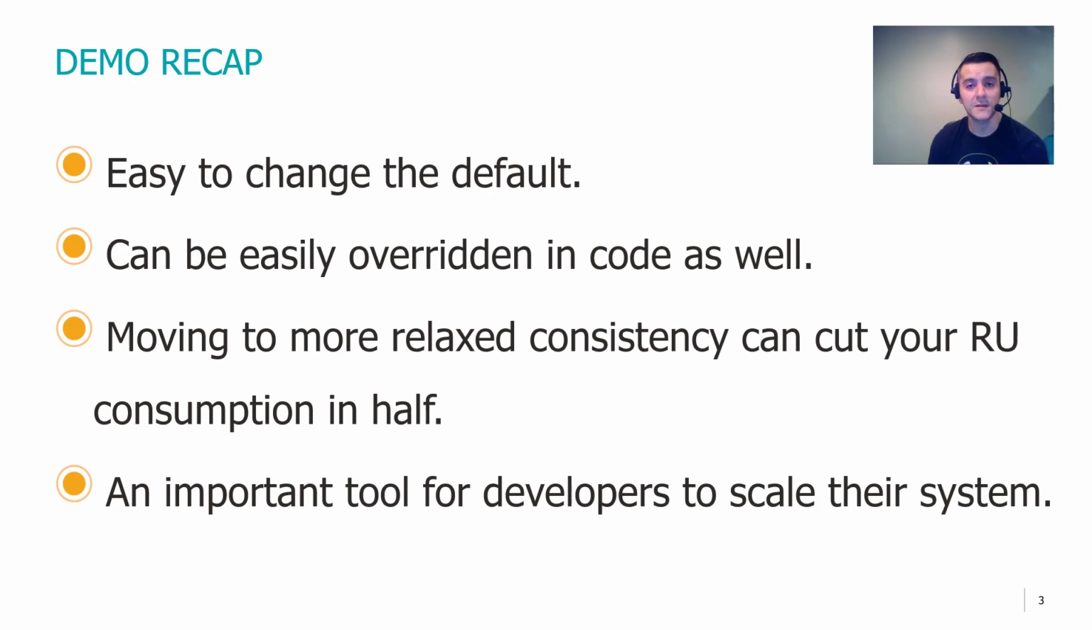It's very easy to change the default. You don't even have to do it in the code. The default, you can change it in the portal with just a couple of clicks. In the code as well, though, as you saw through the .NET library, it is very easy to manipulate as well, and you can do it at the client or even at the individual query level. As we saw, strong and bounded staleness have a higher request unit consumption than some of the other more loose consistency models, such as session, consistent prefix, or eventual consistency. Those will actually cost half the amount of request units compared to the two more strong consistency models.